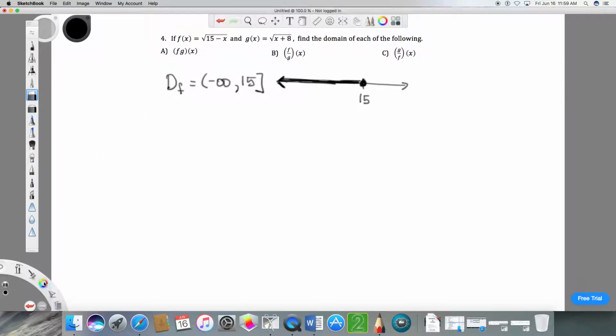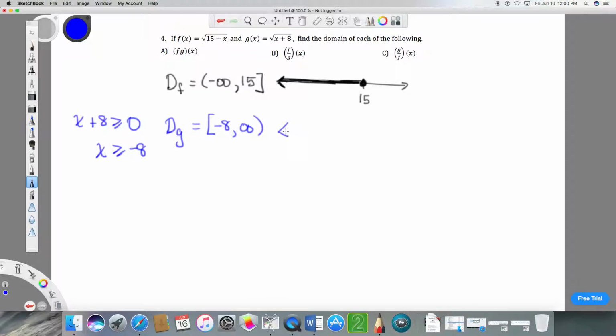Let's figure out what the domain of g is. It's a similar idea here: this x plus 8 has to be 0 or positive. So if x were less than negative 8, it would be negative, and you'd get a negative sum. So x has to be greater than or equal to negative 8. So the domain of g includes the endpoint negative 8 and is to the right of negative 8.